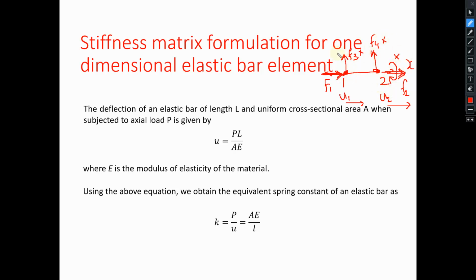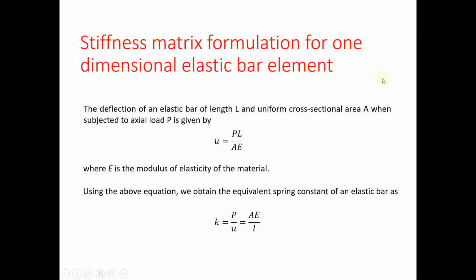So all these are certain assumptions which we make while formulating the stiffness matrix for one-dimensional elastic bar element. Forces acting only in one direction, displacements happening only in one direction. There are no perpendicular forces or there are no twisting forces or twisting moments in the beam. So with that we will start the derivation for stiffness matrix. We know that the deflection of a beam delta is equal to PL by AE.